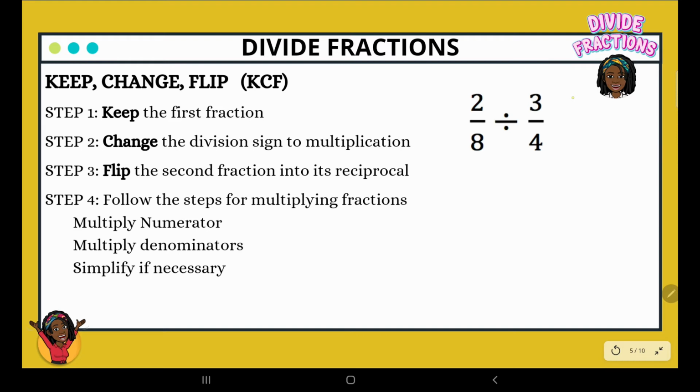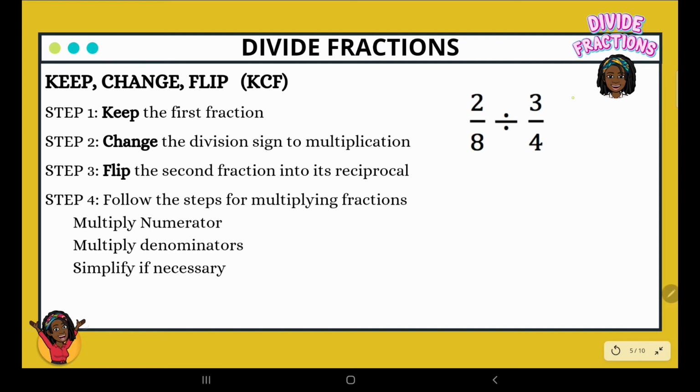Our steps for dividing fractions: step 1 is to keep the first fraction. So we keep 2/8, change the division sign to multiplication, and then flip, or find the reciprocal of, 3/4. Once we've done that, it becomes a multiplication problem, and we follow the steps from multiplying fractions: multiply the numerators, multiply the denominators, and then simplify if necessary. We call this process keep, change, flip, also referred to as KCF, not to be confused with KFC.